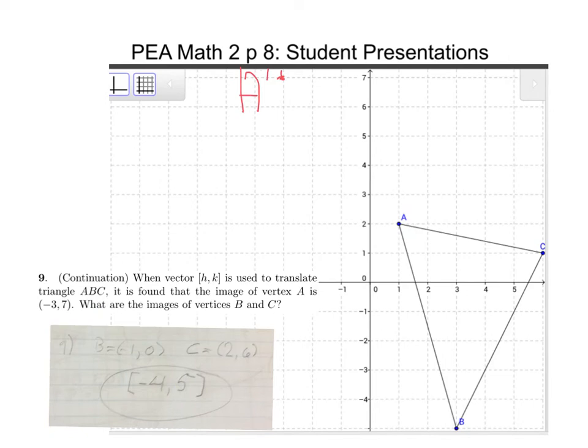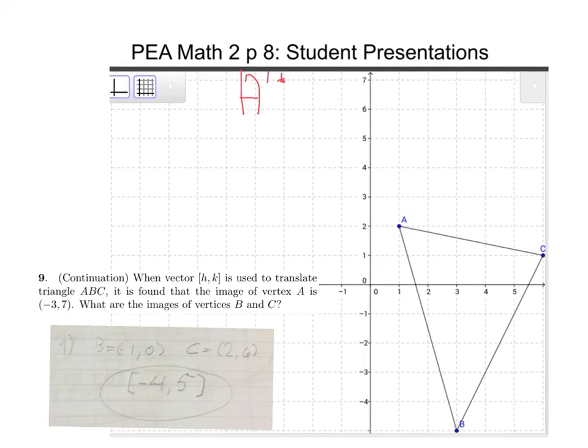Okay, so show where you got the negative 4 and 5 from. Well, from here to here, it's a vector of (-4, 5), because you go left 4 and up 5. Okay. So then how'd you get B prime and C prime?